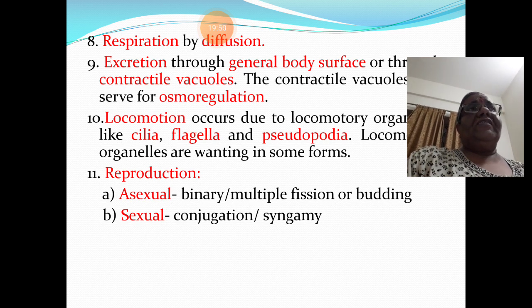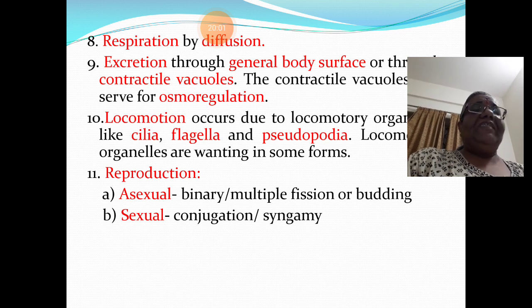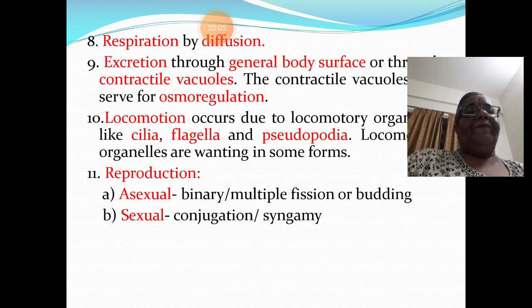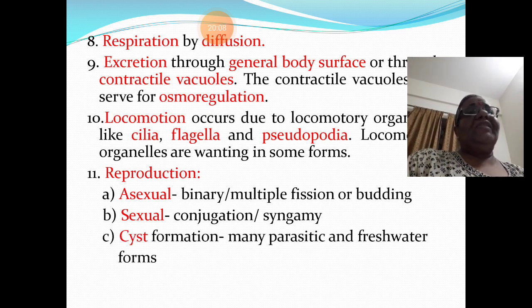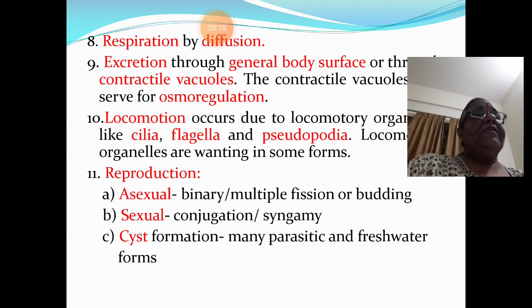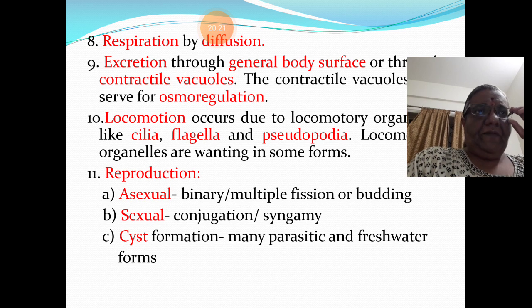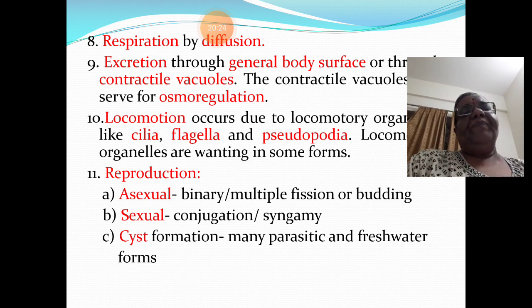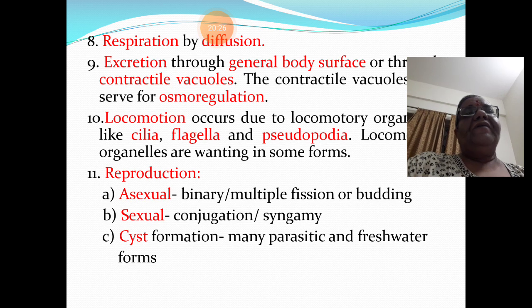Conjugation is normally seen in Paramecium. There are different types of syngamy. One particular type of syngamy called isogamy is seen in Elphidium. Then the third method of reproduction is cyst formation. Many parasitic and freshwater forms exhibit cyst formation as a method of reproduction. Best example is Plasmodium. So these are the various methods of reproduction.